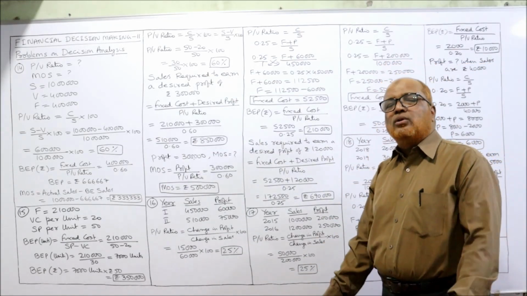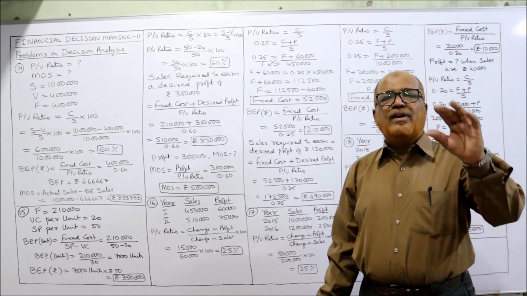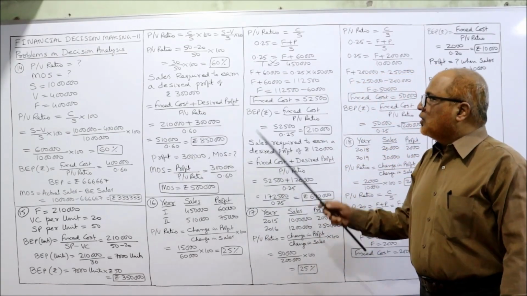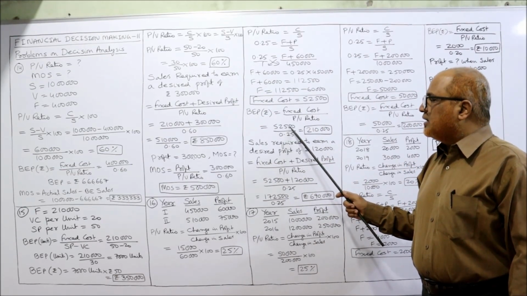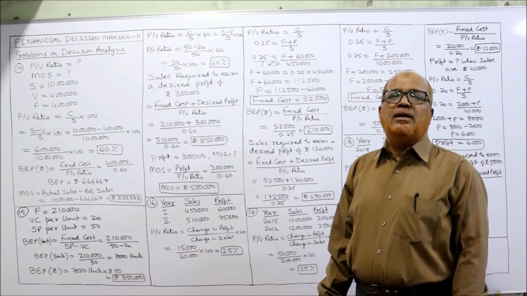Now easily we can find out the BEP. So many times we have applied the formula. BEP is equal to fixed cost by PV ratio. The fixed cost just now we have calculated, 52,500, and PV ratio is 0.25. So 2,10,000 is the BEP.